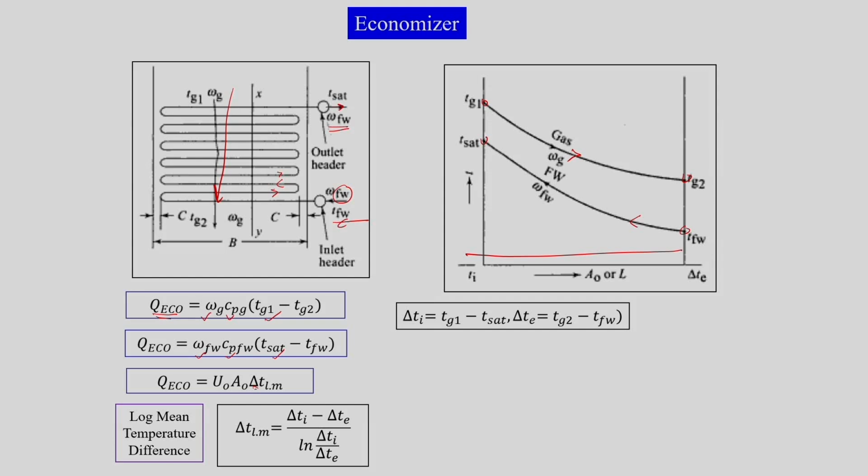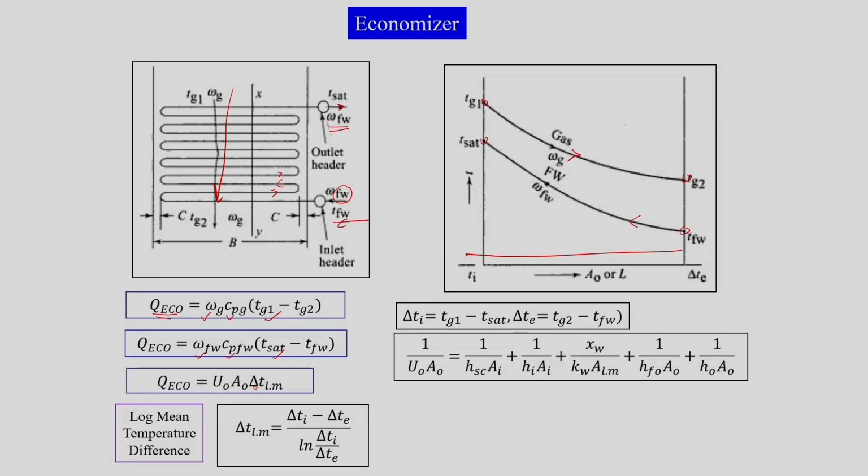This log mean temperature difference has terms which are related to the temperature of liquid water and the temperature of flue gas at their inlets and at their outlets. We can measure the temperatures using thermocouples at the inlet and outlet. We know flow rates and specific heats. So basically we know this Q, and we should know the area, and if we know the area, then we can find out the number of turns.